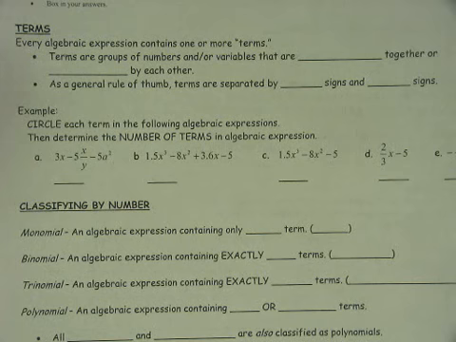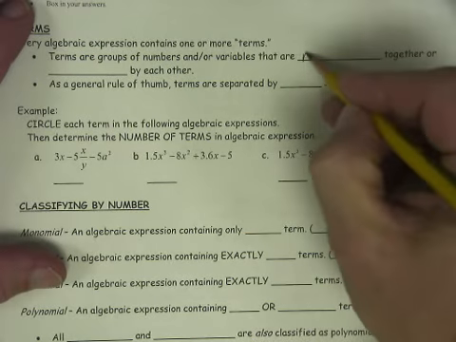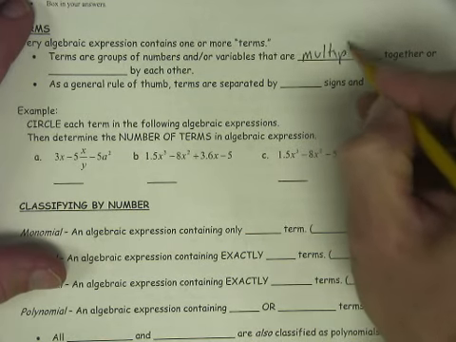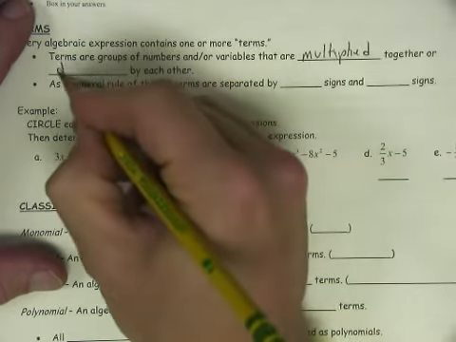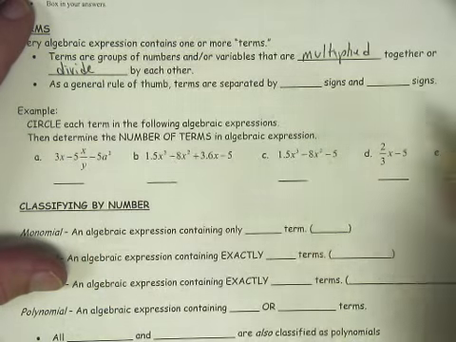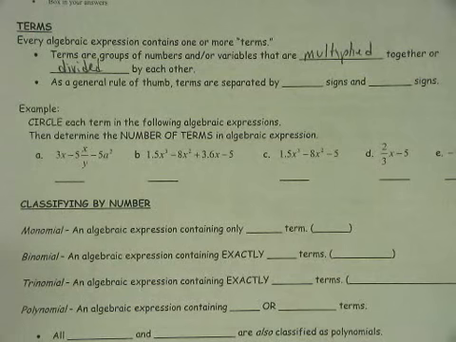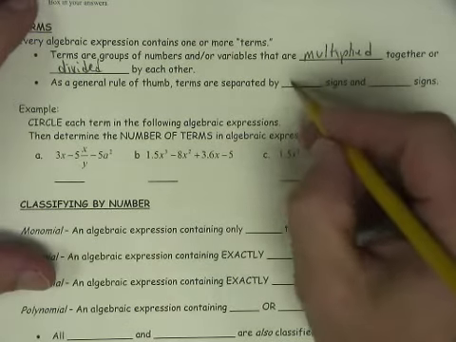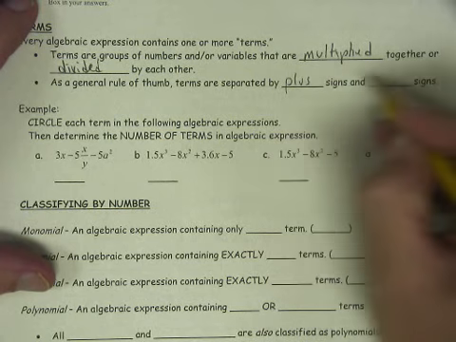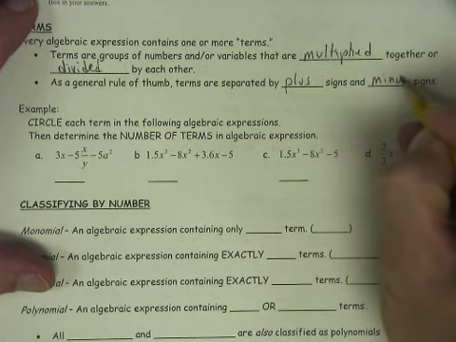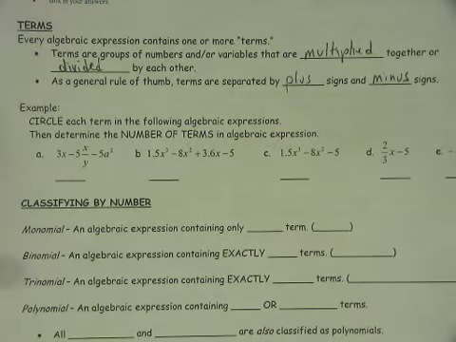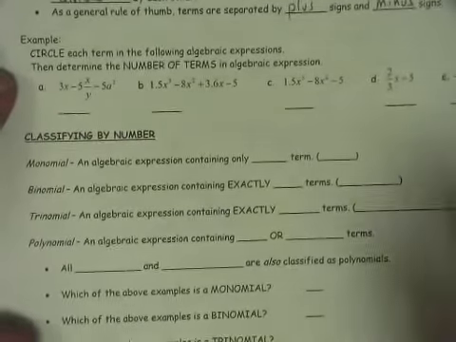Every algebraic expression contains one or more terms. Terms are groups of numbers and/or variables that are multiplied or divided, multiplied together or divided by each other. As a general rule of thumb, terms are separated by, and this is the most important one, plus signs and minus signs. Let's do an example.